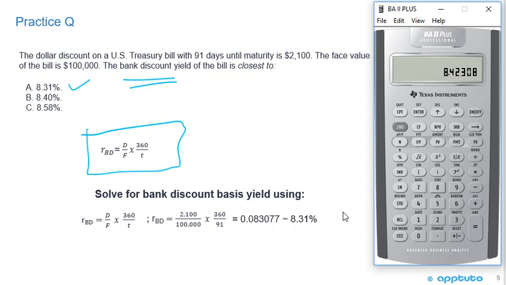If you're up to speed on that, less than 90 seconds, very easy. You're happy to see that type of question on the exam.